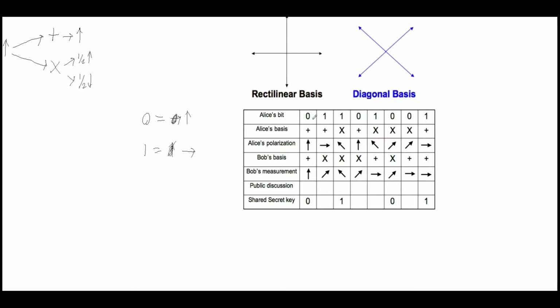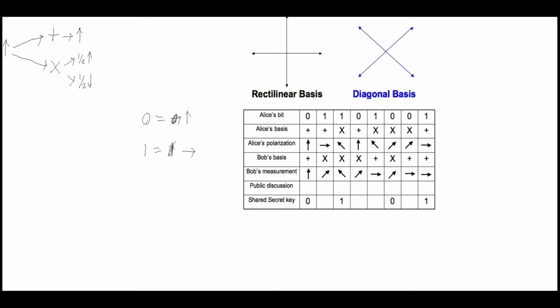But what we see here is, if Alice prepares a 0, she sends it through the rectilinear. That'll stay polarized up. Bob uses the rectilinear to receive it. It's still up. He gets a 0. Then we see the same thing. If everything is the same all the way down, he gets a 1, a 0, and a 1. And they throw out everything that is not the same.